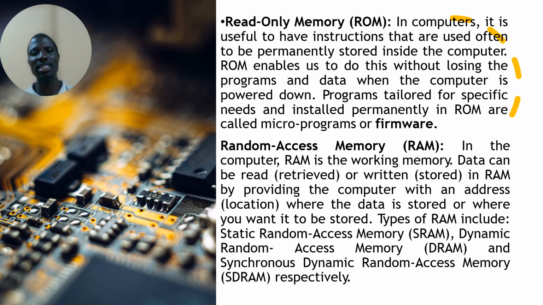Now, the random access memory. In the computer, the RAM is the working memory. Data can be read, that is retrieved, or written, that is stored, in the RAM by providing the computer with an address where the data is stored or where you want it to be stored. So we have different types of RAM, which are the SRAM, as you can see on the organogram, the DRAM, which is the dynamic random access memory, and the SDRAM, the synchronous dynamic random access memory, respectively.